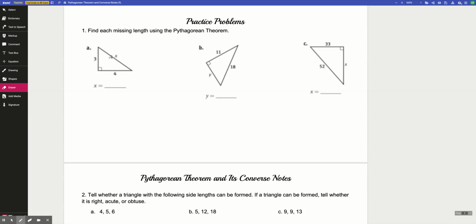value, okay? So for part A right here, I'm actually not going to solve this with the Pythagorean theorem because I know that this is a Pythagorean triple.